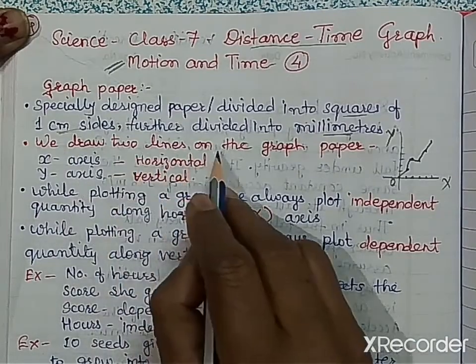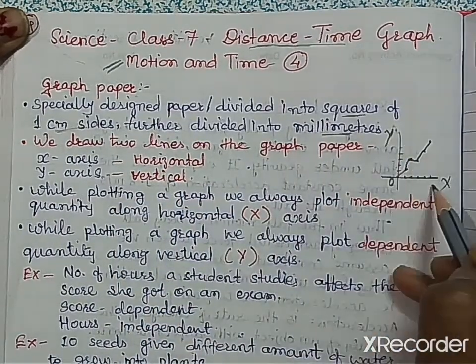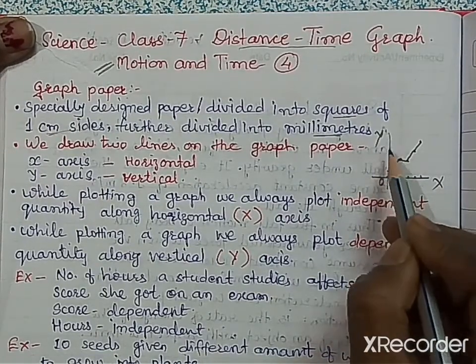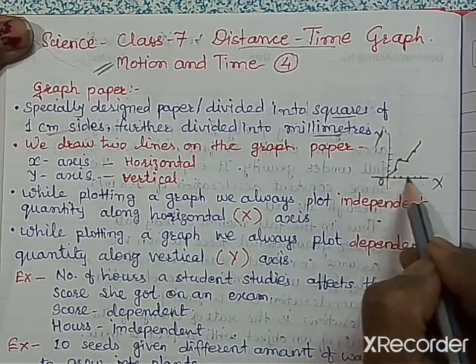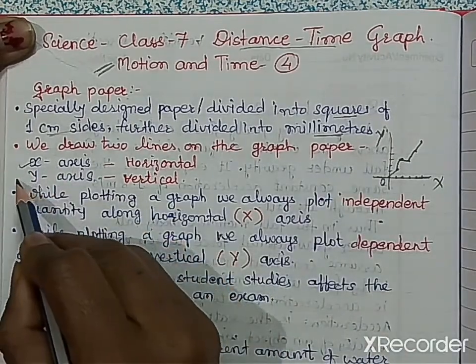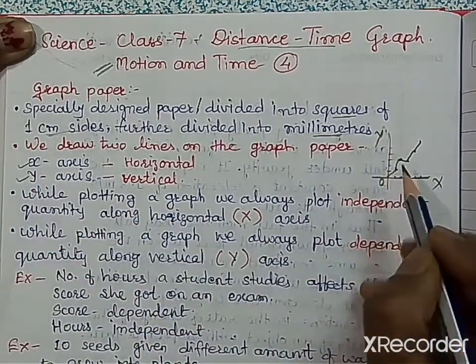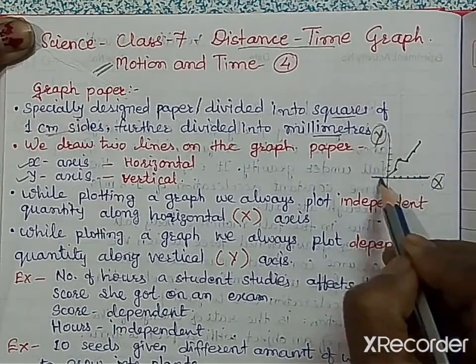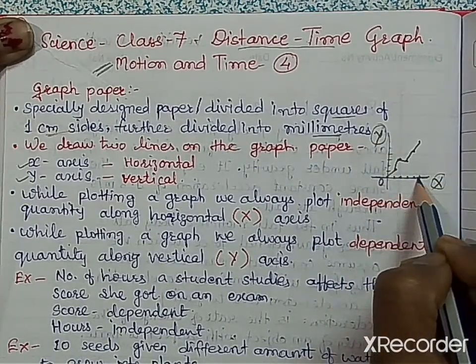So we draw two lines on the graph paper. Suppose this is a graph paper. We first draw two lines, one horizontal and one vertical. The horizontal line is known as the x-axis and the vertical line is known as the y-axis. So here this is the x-axis and this is the y-axis. These two lines are the starting point of plotting the graph.